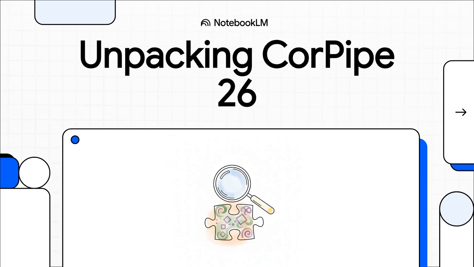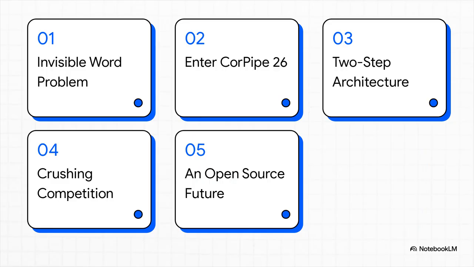This all comes straight from an incredibly compelling paper by Milan Straka over at Charles University. It's called CorPipe at CRAC 2026, Empty Nodes and Cross-Lingual Transfer in Multilingual Coreference Resolution. Okay, let's dive into this. Here's our roadmap for the complex NLP concepts we're covering today. We'll start with the invisible word problem, enter our hero CorPipe 26, break down its two-step architecture, see how it absolutely crushed the competition, and wrap up with its open-source future.